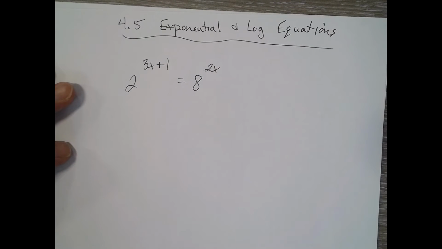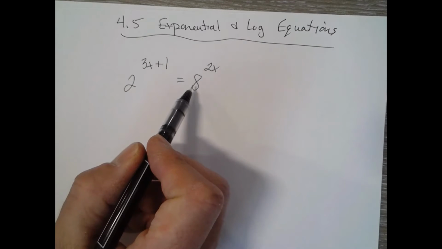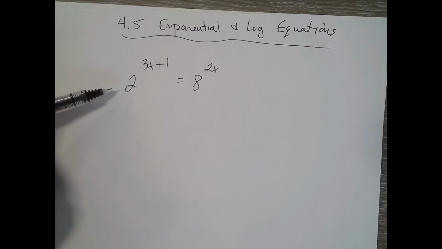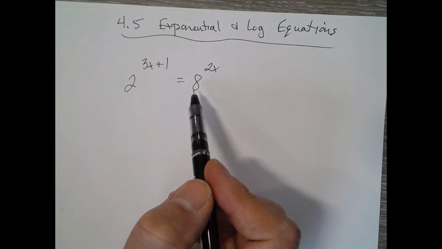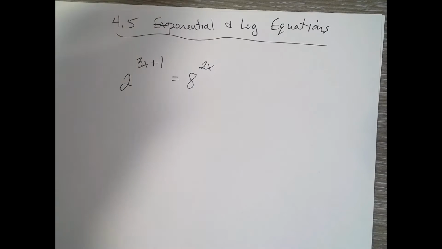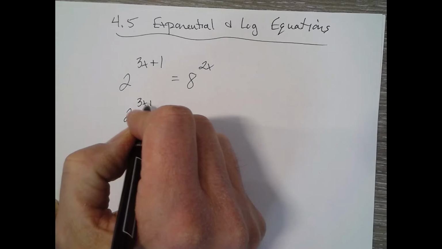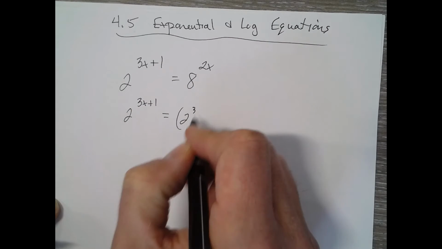One technique we can do when we have an exponential equation like this is to look to see if you could rewrite both of them with the same base. So I have 2 as a base on the left and 8 as a base on the right side. It would be hard for us to write 2 with a base of 8, but we could write 8 with a base of 2. What is 2 to what power is 8? 3. So we could say this is 2 to the 3x plus 1. This is 2 cubed to the 2x.